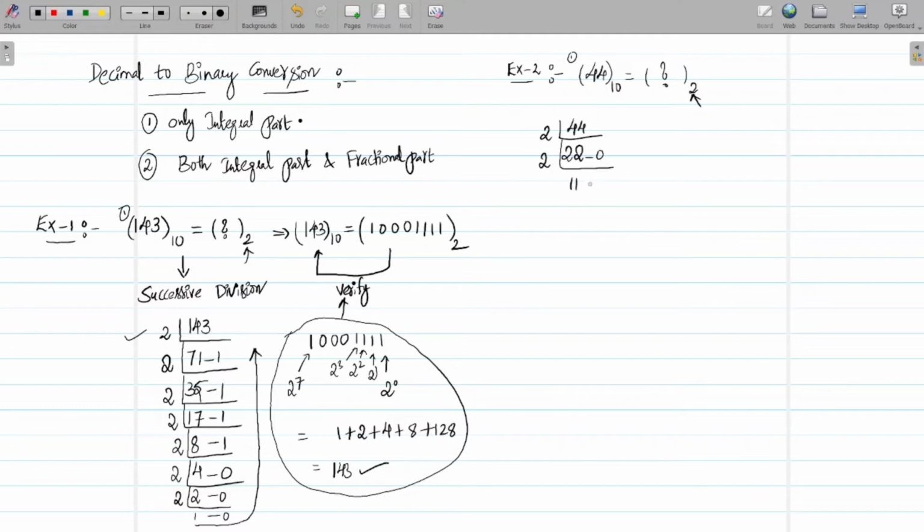22 divided by 2 is 11. 11 is the quotient. 0 is the remainder. And 2 fives are 10. 2 times 5 is 10. Remainder is 1. Next, 2 times 2 is 4. Remainder is 1. Next, 2 times 1 is 2, and the remainder is 0.